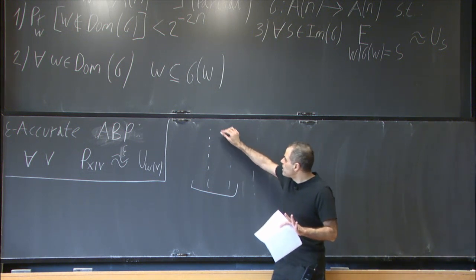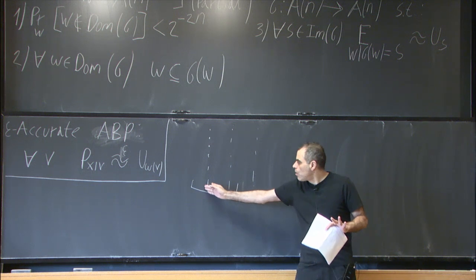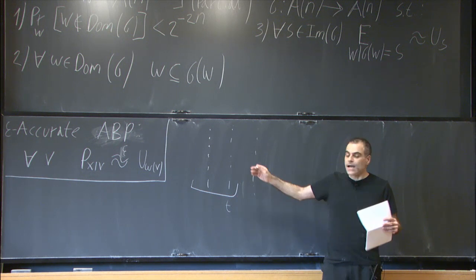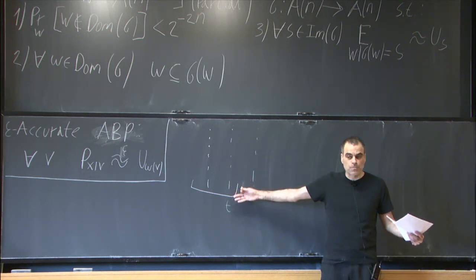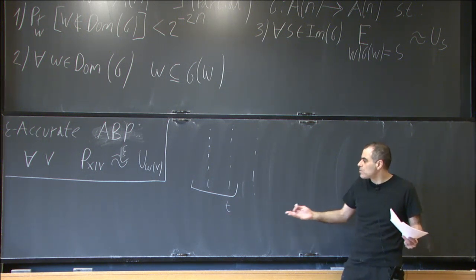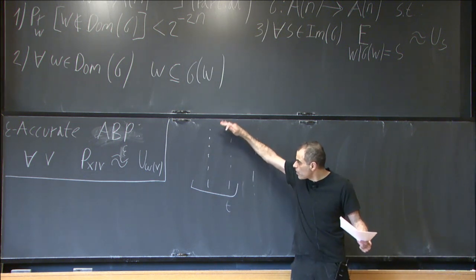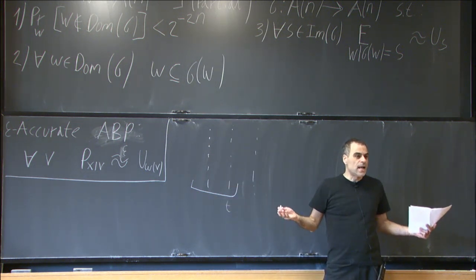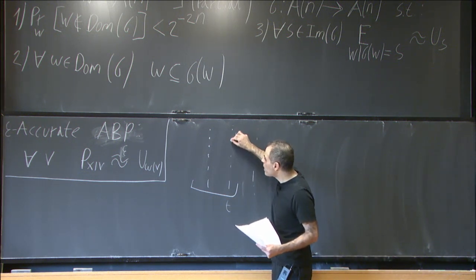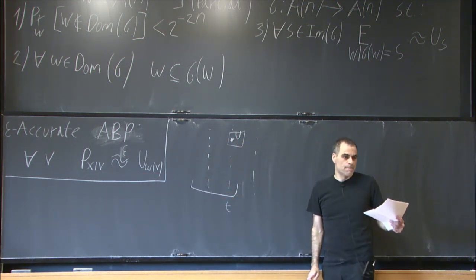So anyway, suppose that we already simulated all these layers until layer T by an accurate affine branching program, and we want to simulate the next layer. So what does it mean that we simulated everything by an accurate affine branching program? So we already replaced these layers by an accurate affine branching program, and for each vertex u here, we know that this is satisfied.